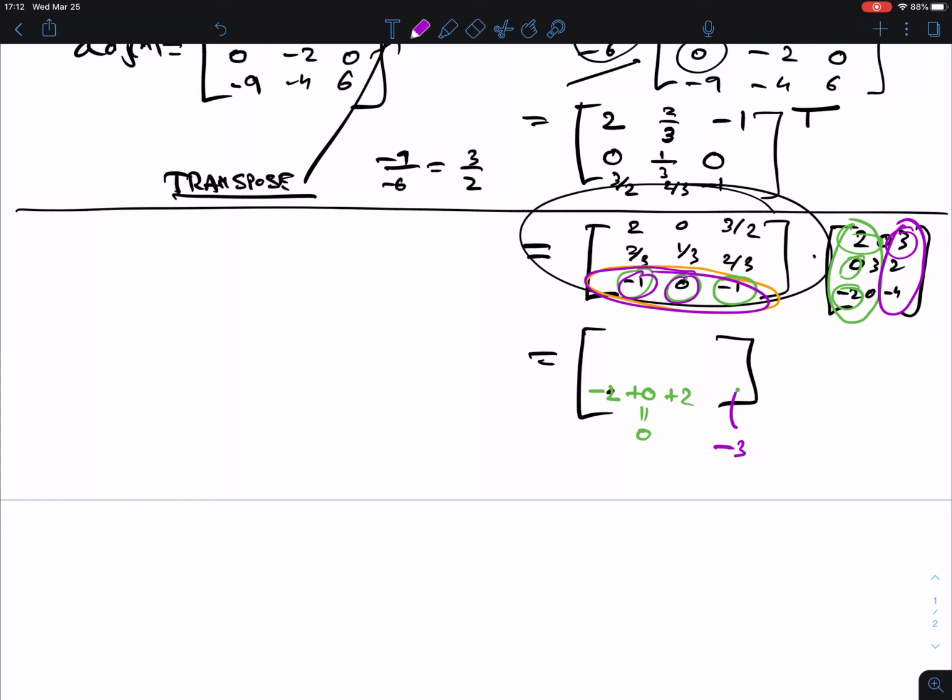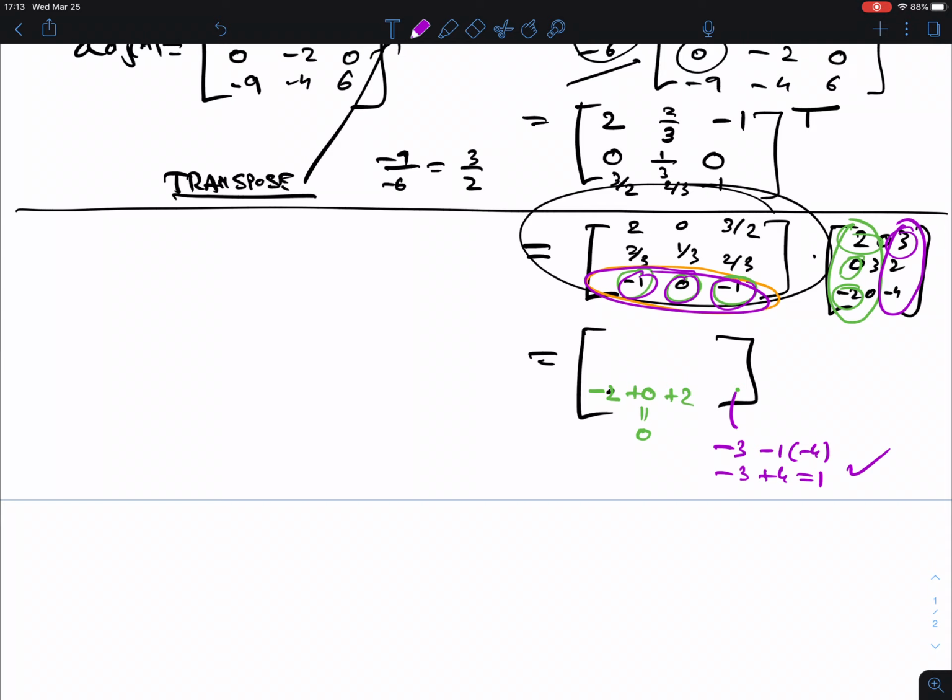This 0, of course, doesn't do anything. And then negative 1 times negative 4. So this would be minus 3 plus 4, which is 1. Again, what we would expect there. We need a 1 there. And the other elements will fit now too. I'm pretty confident I did it correct.